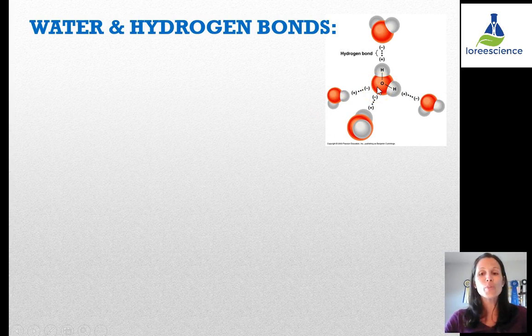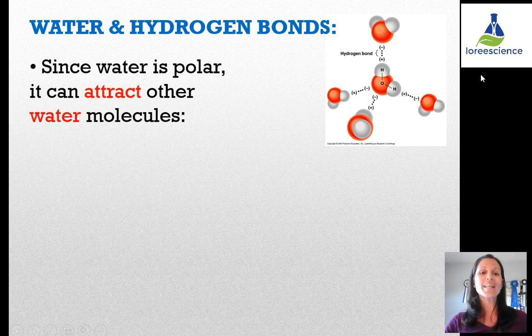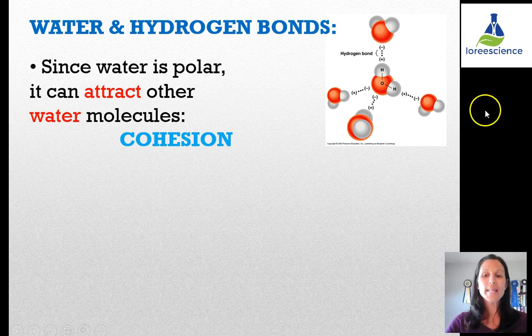It can hydrogen bond with itself. It doesn't even need another molecule. So since water is polar, it can attract other water molecules. This is known as cohesion. When water sticks to itself, that's cohesive forces. So that whole idea that raindrops are round, that's because water's sticking to itself and it's making it into a round bubble, right? Water drips off the end of a tap because it is sticking to itself.